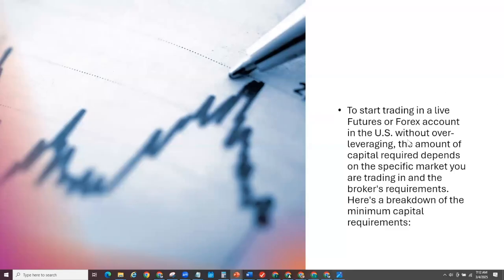So, to start trading in a live futures or forex account in the United States without over leveraging, the amount of capital required depends on the specific market you are trading in and your broker's requirements. So again, for example, if you're with Charles Schwab, who also manages Ameritrade, Thinkorswim, if you're with TradeStation, if you're with Ninja Trader on the futures side, you forex traders may be with Interactive Brokers or Oanda.com or Forex.com. All of these brokers have minimum capital requirements and they can provide the information. We will highlight that here as well.